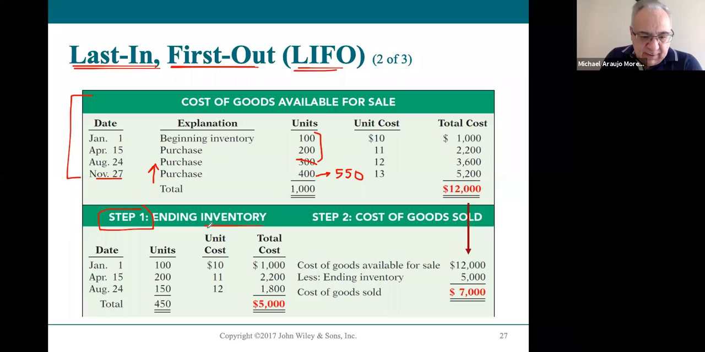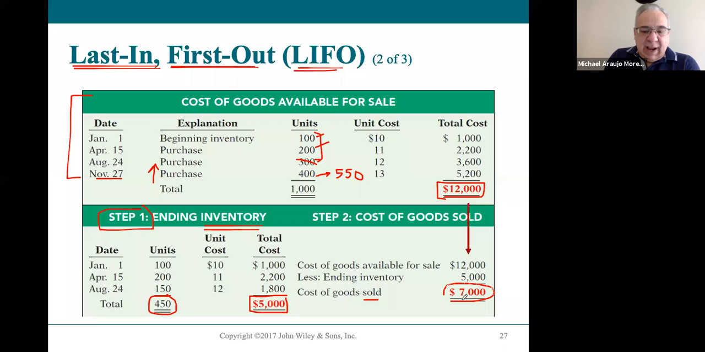So of the 450 that are still in the store, you have these 100 from the beginning, the 200 from April, so that's 300, you need 150 more there from August. So you have $5,000 worth of goods in inventory. You started with $12,000 of goods in inventory. You still have 5,000 of that. The rest have been sold. Your cost of goods sold is 7,000.